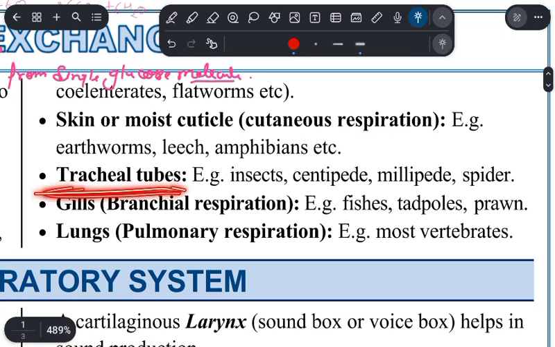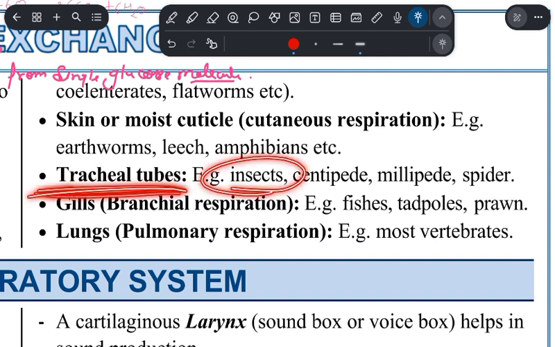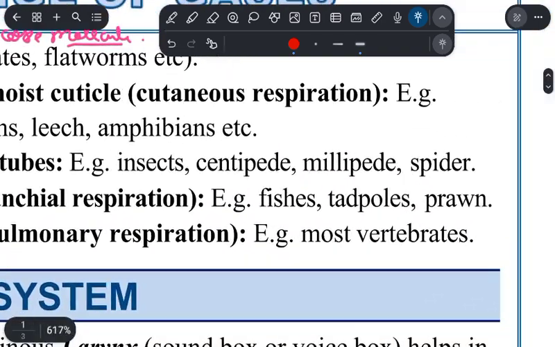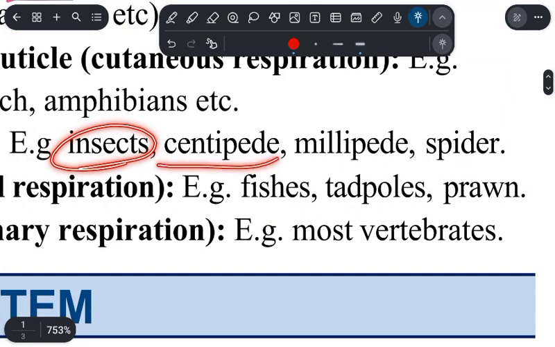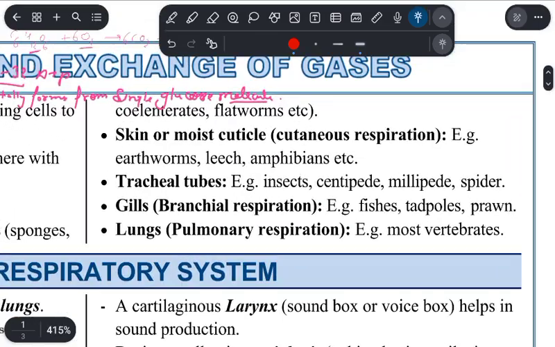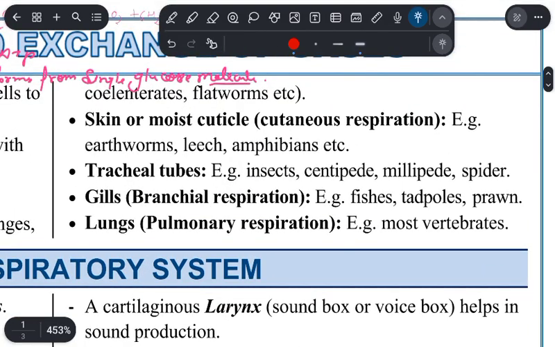Tracheal tubes. Most of the insects have tracheal tubes. I don't know if it is all or most of the insects, but insects is the example. Insects have tracheal tubes. Centipede, millipede, spider we all know. So insects, centipede, millipede, spider. Okay. We will revise it further. We will try to learn it.